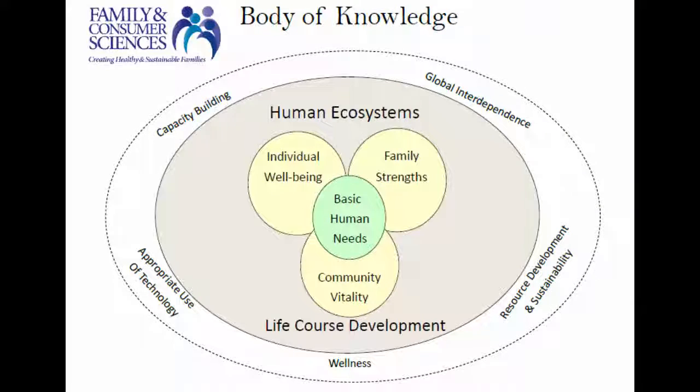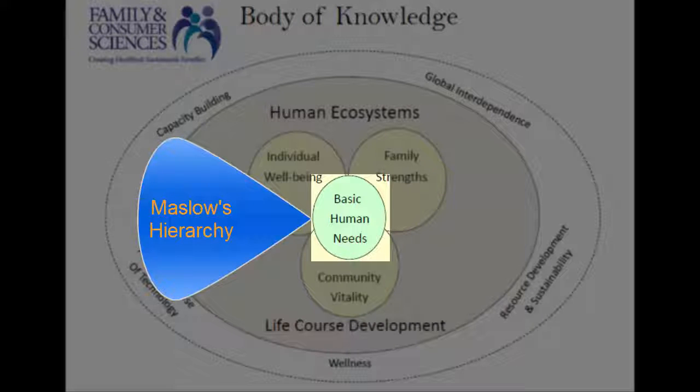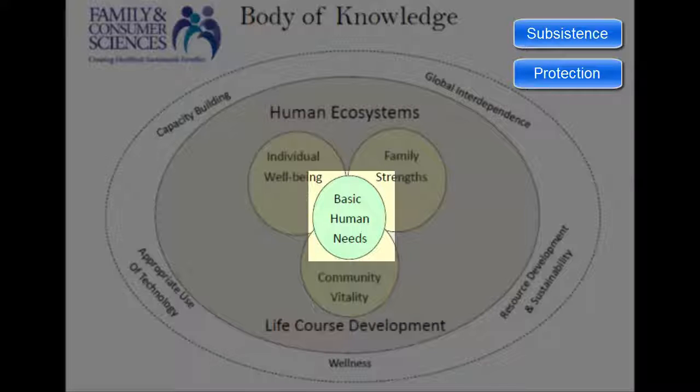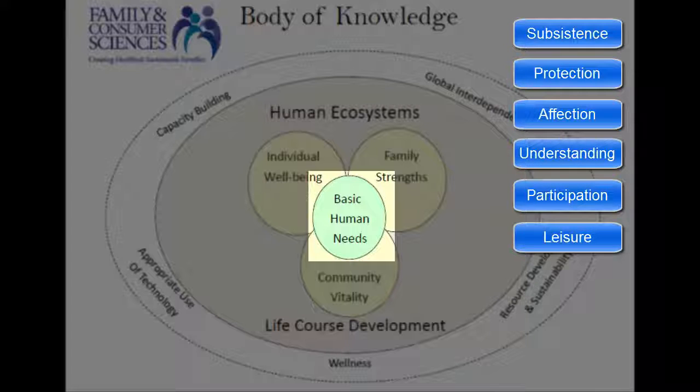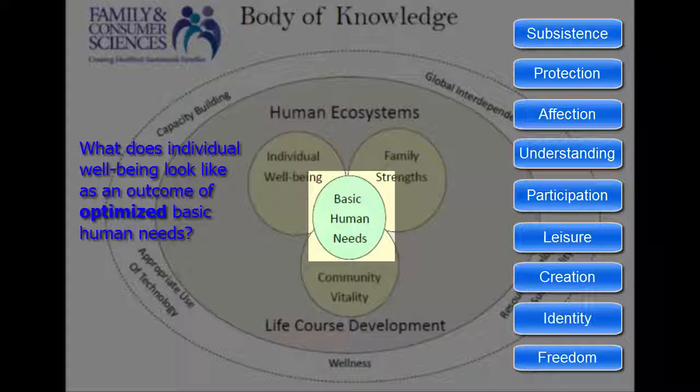Basic human needs. When you think about meeting the basic human needs of a child, you might think about Maslow's hierarchy. McGregor suggests that we take a look from Max Neef's perspective. She says that regardless of culture, fundamental human needs are the same. It is what people can do to satisfy the need that is culturally determined, not the needs themselves. And some of those basic needs that are culturally satisfied are subsistence, protection, affection, understanding, participation, leisure, creation, identity, and freedom. So what does optimized individual well-being look like as an outcome of basic human needs?